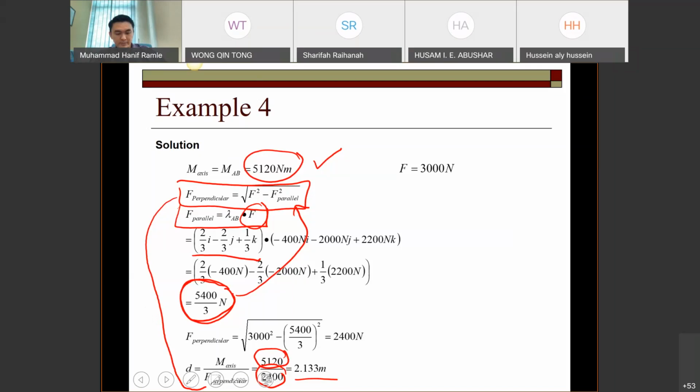Okay. The rest is mathematics. The only thing for the statics is these two.